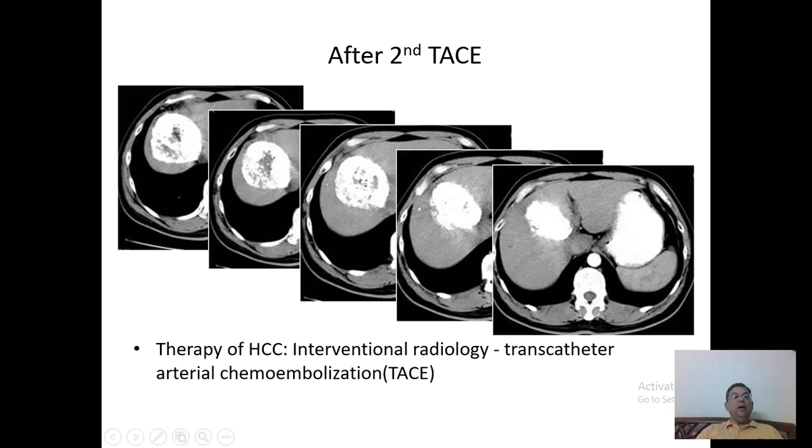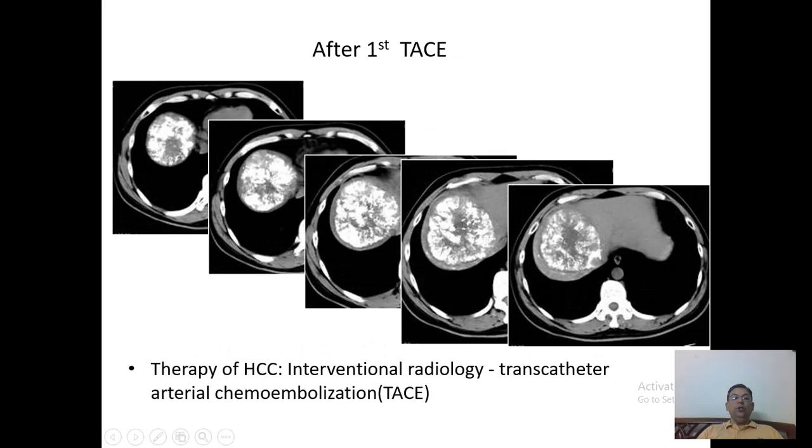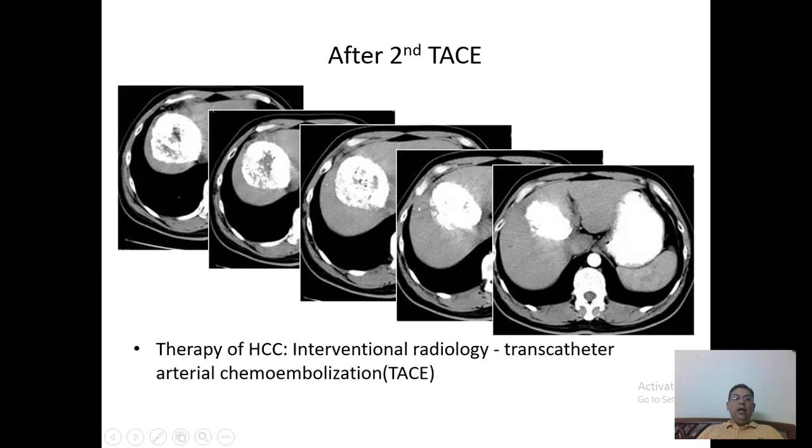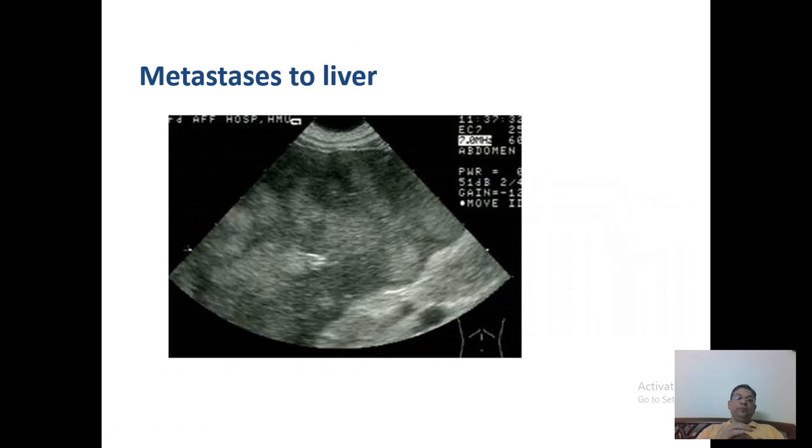And as you can see, after second TACE the size of the lesion has decreased definitely. And in the previous one you could see it was occupying nearly the whole of the right functional lobe, and in this the size has decreased, and then a surgeon might think about now resecting this tumor. This is transcatheter arterial chemoembolization.